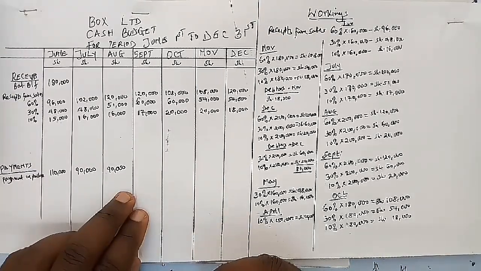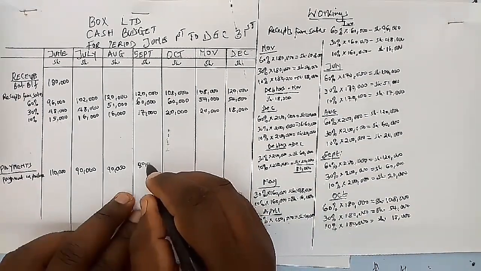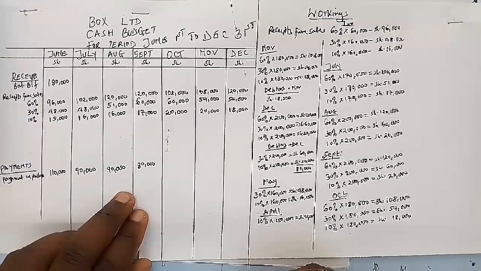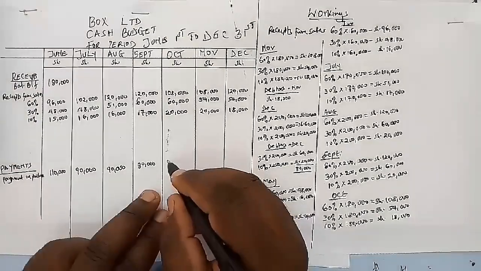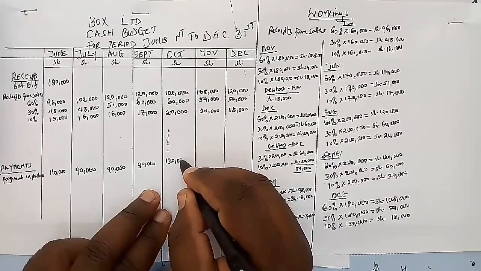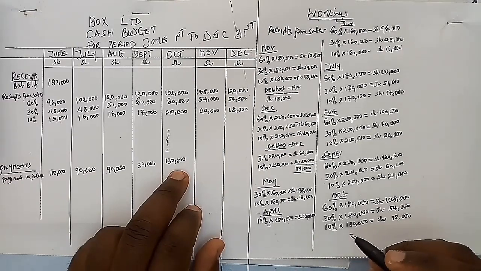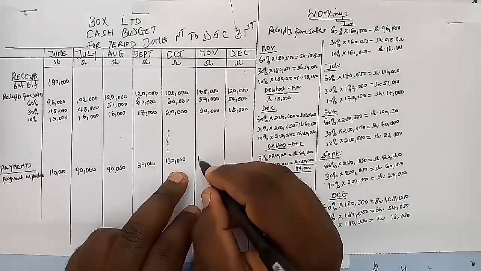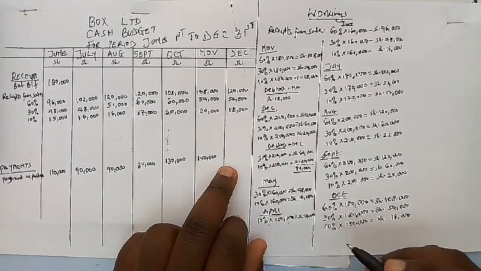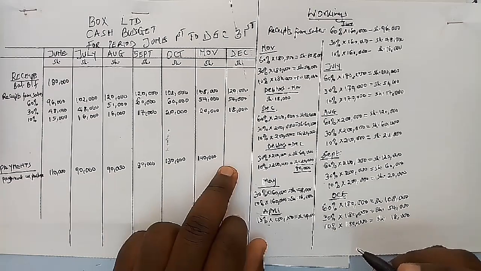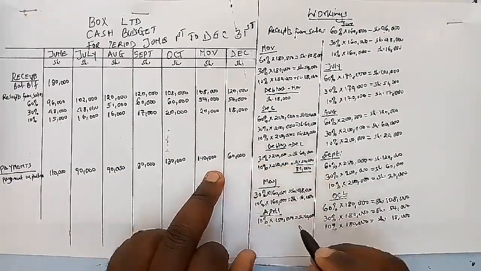The August purchase of 80,000 will be paid September. So 80,000 there. The one for September will be paid October. So 130,000 here. The one for October will be paid November. 140,000 will be paid November. And finally, the one for November will be paid in the month of December. So 60,000 will be paid the month of December.